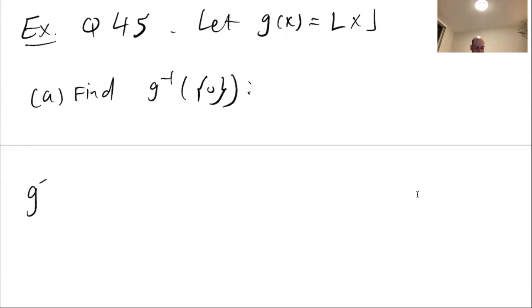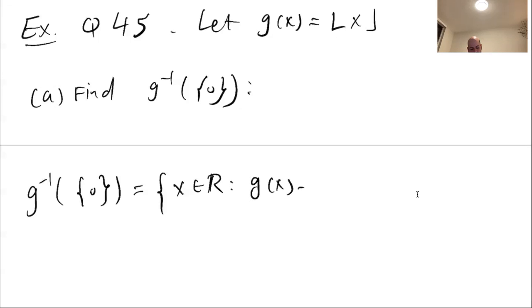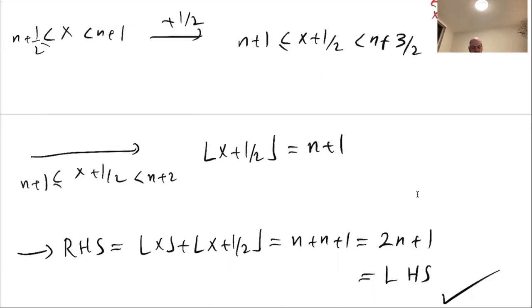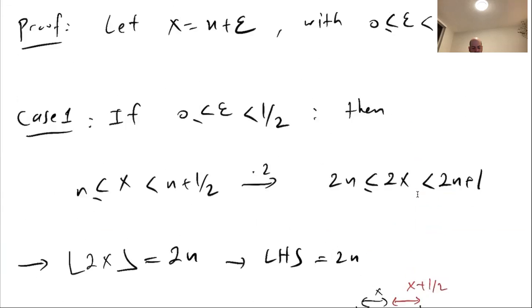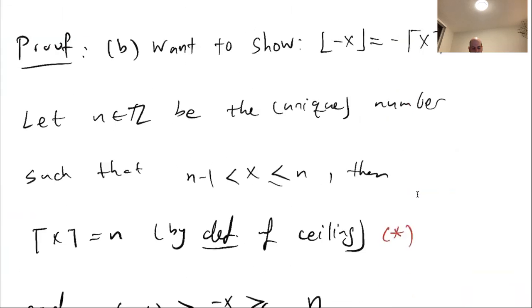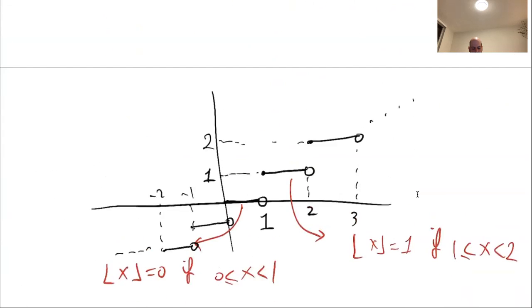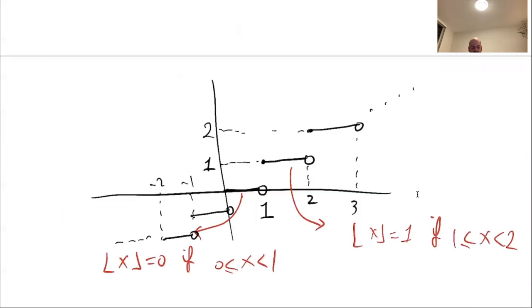g inverse of {0} is going to be all elements x in R such that g of x, which means floor of x, is inside this set. Inside this set means 0. So all elements x in the domain whose outputs are 0. Well, let's look at the graph. Let's see which inputs, which x values, have output of 0. These are different outputs here: 0, 1, 2, -1, -2, and so on.